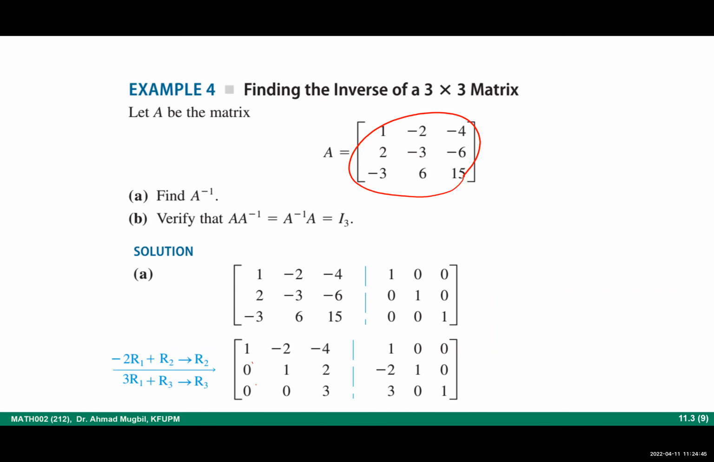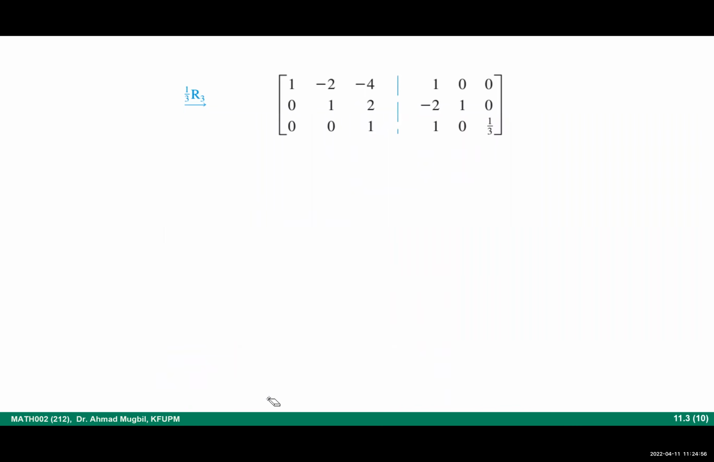We are lucky. This is 0, 0, 0, 1. All we need now is to have this equal to 1. So we will multiply the third row by a third. And here we are. We are really very close now to having the inverse. But we just need this now to be zeros.